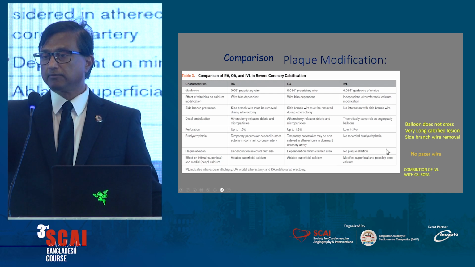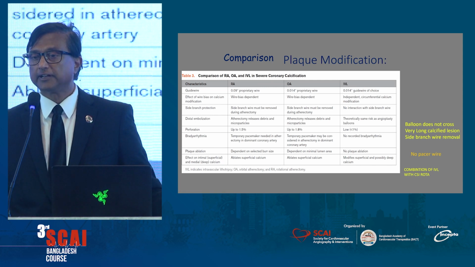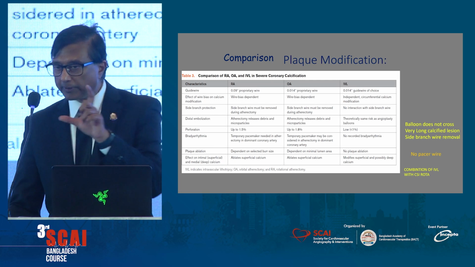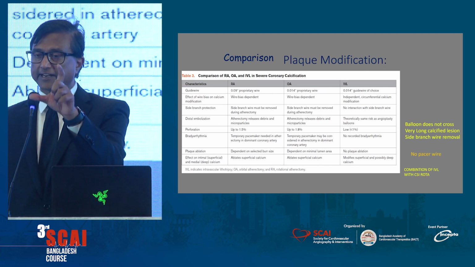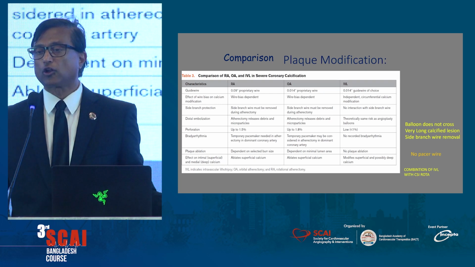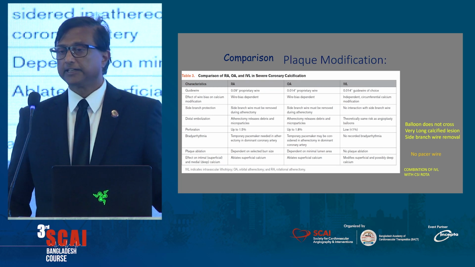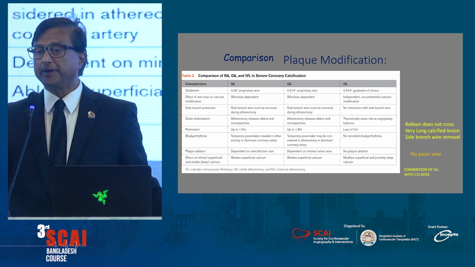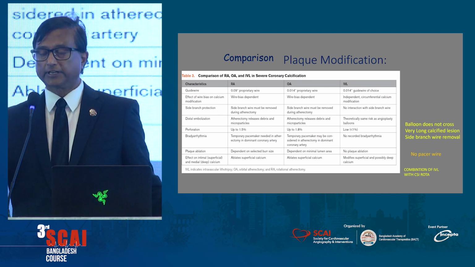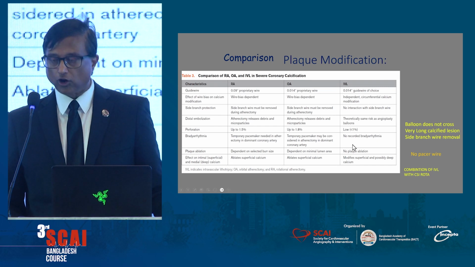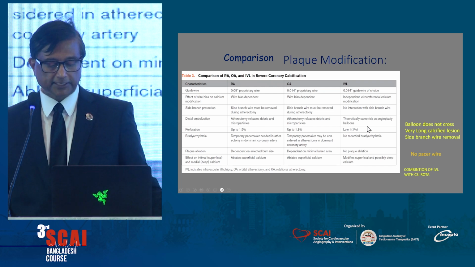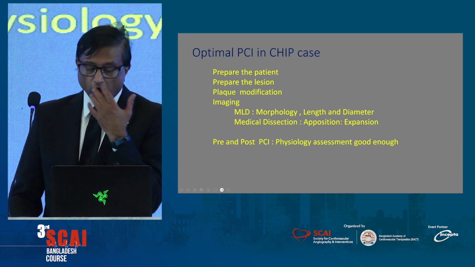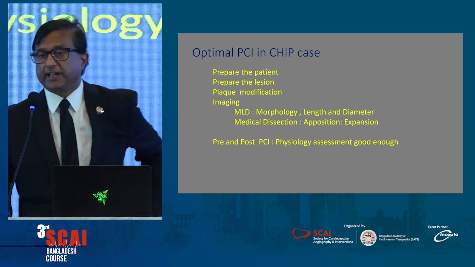We can use the rotational atherectomy, and still there is residual. Then we see a long balloon, long lesion. If there is a small segment in the long lesion that is not giving in, then we can use the shockwave at that area, and then we can bring the stent and get the optimal placement of the stent. So, optimal PCI in a CHIP case.